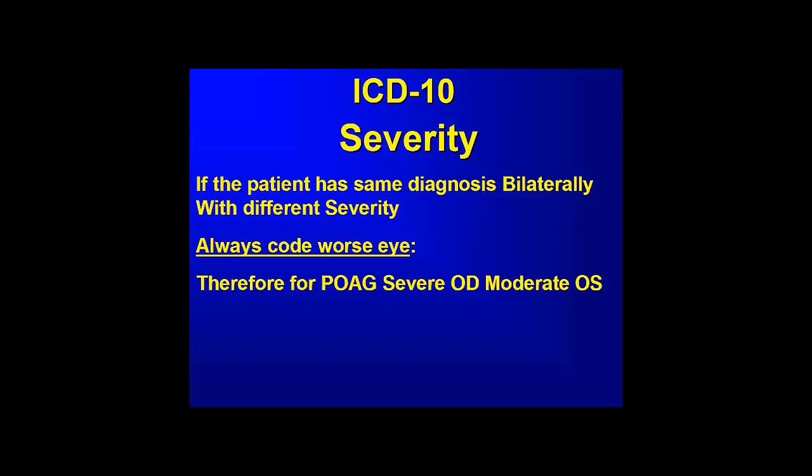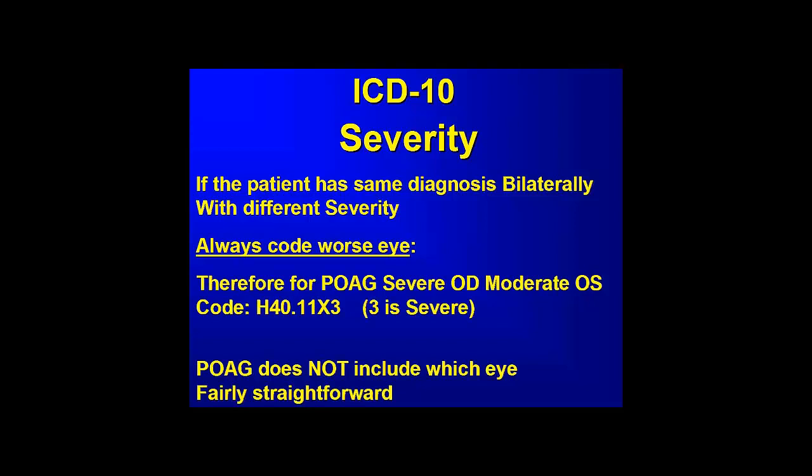That's perfectly legitimate. So in this case, POAG OD is severe, moderate, OS. Then you would actually go through and code it this way. So it would be just one severe code. You don't have to do 2 codes. So it keeps it much simpler. Always code the worst eye. You do not have to replicate when severity is different. It's a major point because it can save you a lot of grief and aggravation.